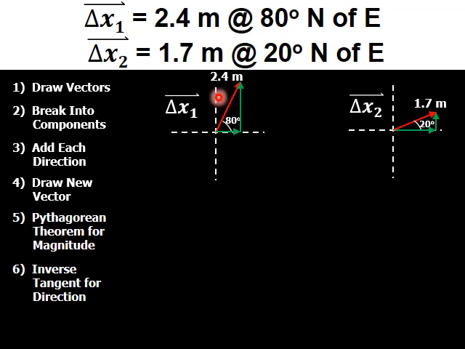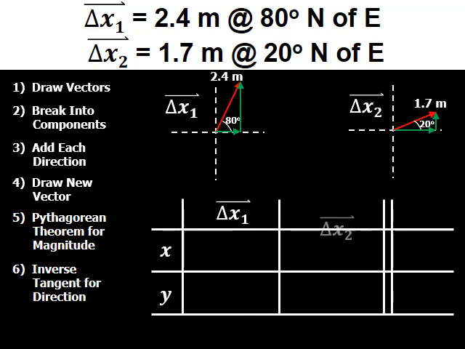Now technically you could go north and then east and enclose that as your right triangle. Technically you'd be correct and you'd actually get the right answer as long as you follow the steps, but we'd have to figure out that angle. So since it doesn't really matter, I'm going to go ahead and just enclose the 80-degree angle. Alright, so breaking these into components, we've got an x component and y component for each one of these.